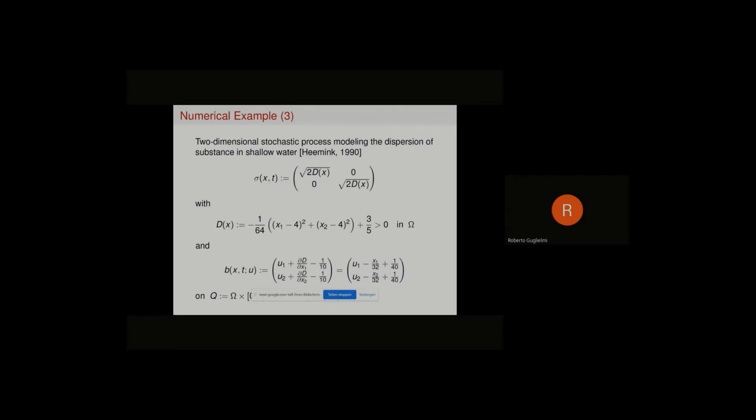So I also show you another couple of simulations. The first one is in a multi-D domain. We consider this two-dimensional stochastic process that models the dispersion of substances in shallow water. So this is the variance matrix sigma, and this coefficient D is given here. Of course we have the uniform ellipticity property, and then this is the drift function, that has two components now.